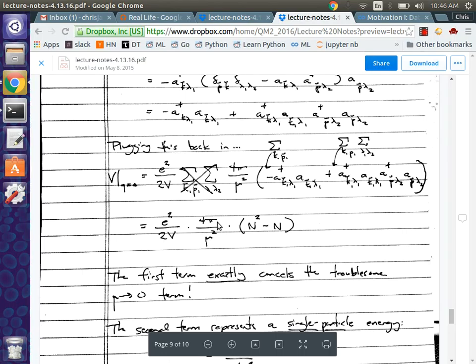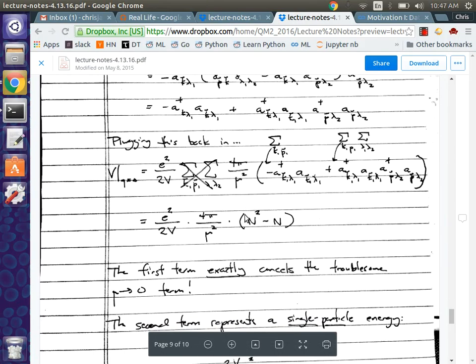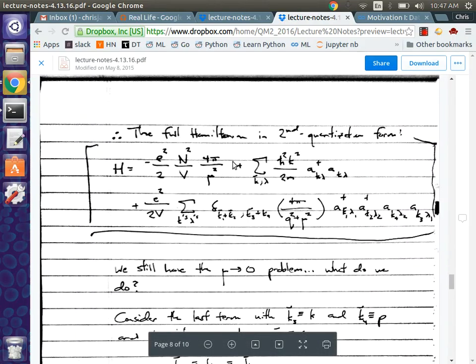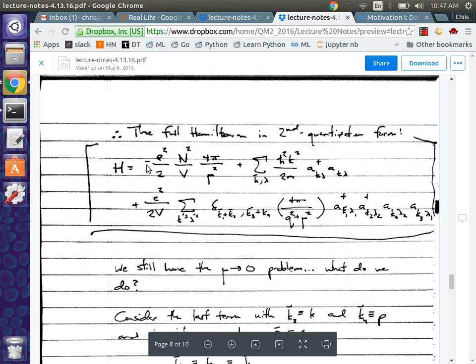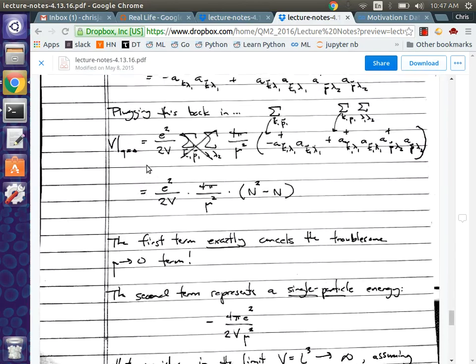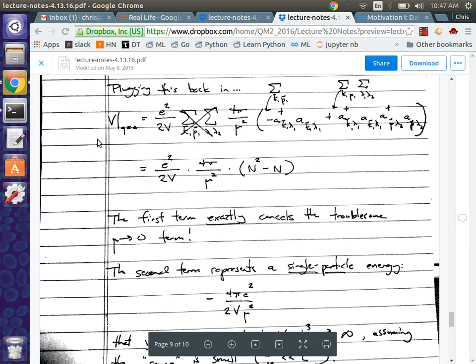But what came along for the ride is a factor of n, right? N by itself. And so this term exactly cancels that first term that we had, right? So if you go back and you look, we had this term, but we had this minus sign. And here, from our two particle interaction in the no scattering limit, we pick up the same factor, but with a plus sign. So it's going to exactly cancel that, okay?